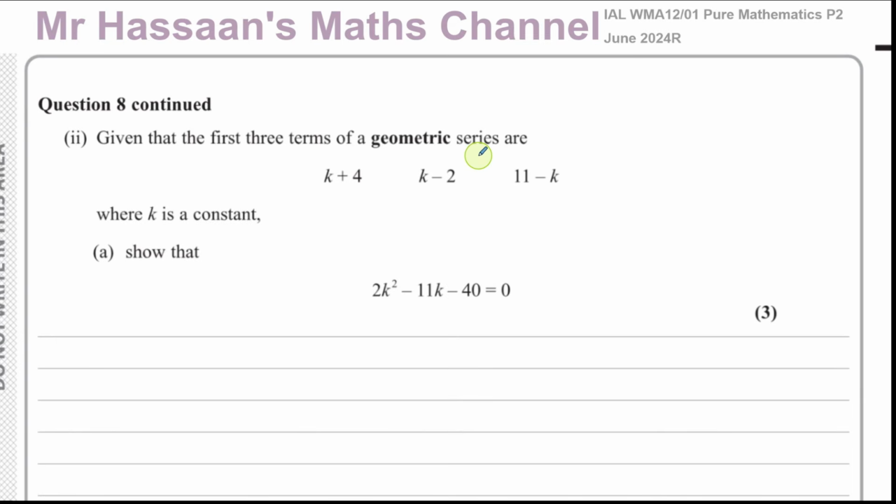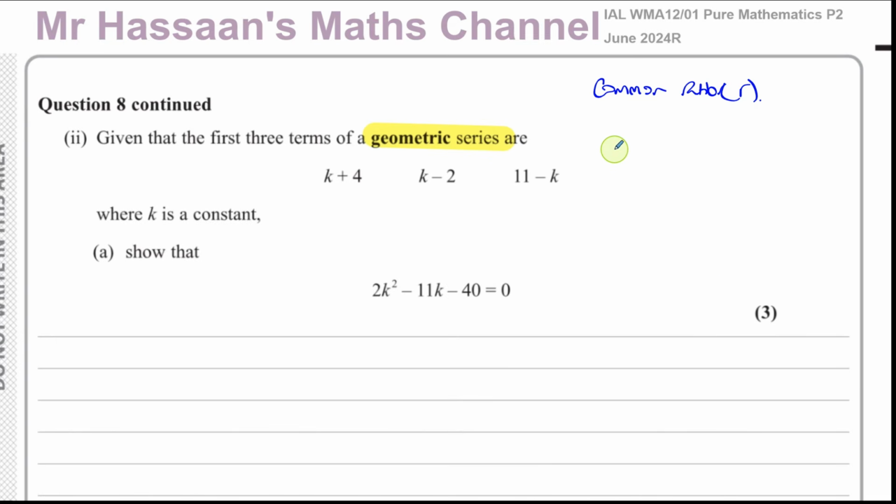All right, so it says, given that the first 3 terms of a geometric series are k plus 4, k minus 2, 11 minus k, where k is a constant, show that 2k squared minus 11k minus 40 is equal to 0. So it's a classical type of question. So this is a geometric series. A geometric series is where you have what's called a common ratio, which is normally called r, right?